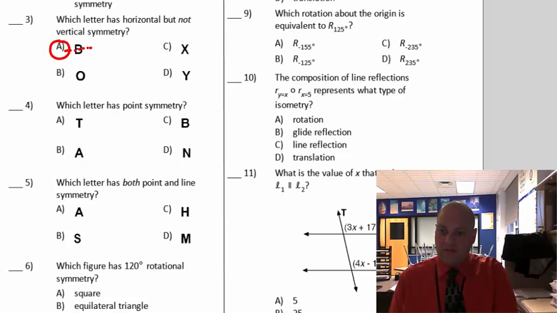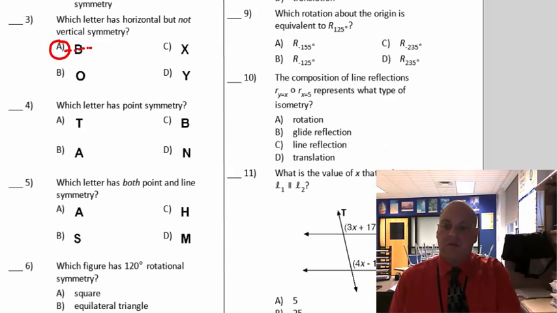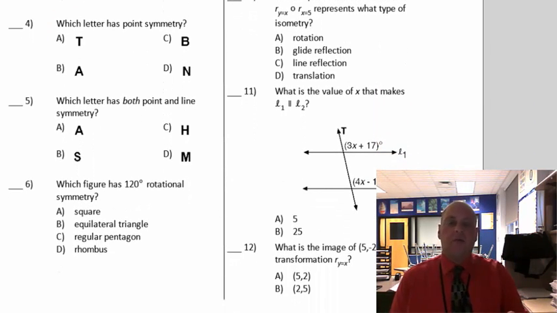Which letter has point symmetry? We haven't talked about point symmetry, but point symmetry is when you can do a 180-degree rotation. So basically turn your paper upside down. You can do it right now. Which letter looks exactly the same? And of course it's the N, and that's the one that has point symmetry.